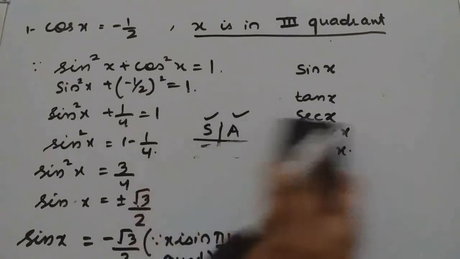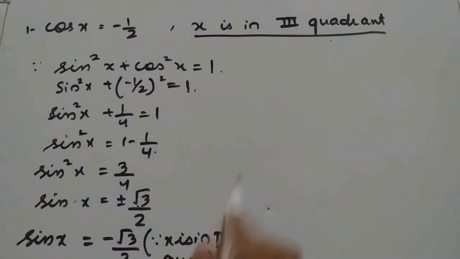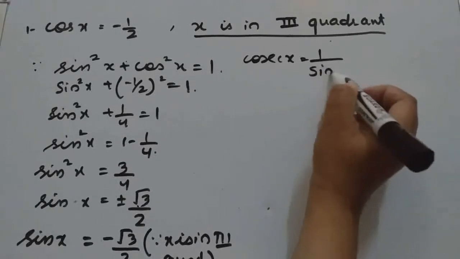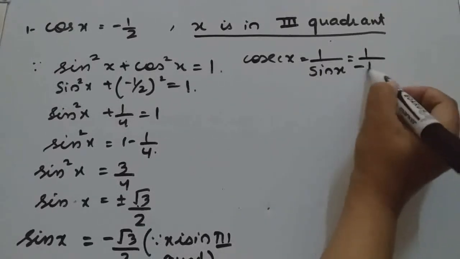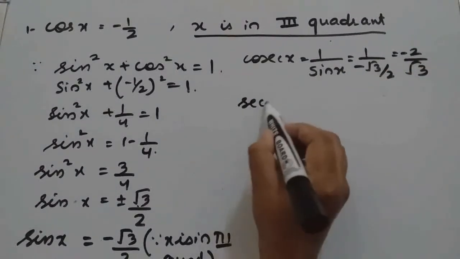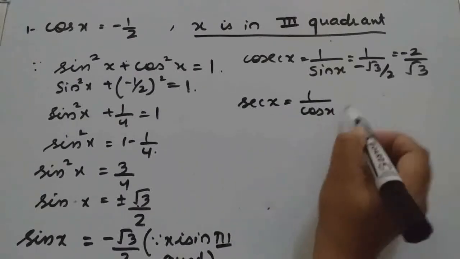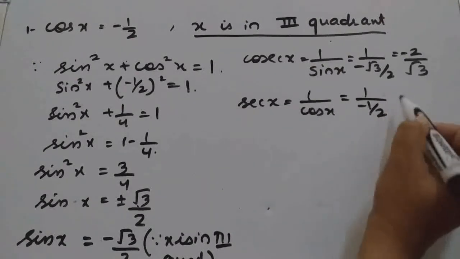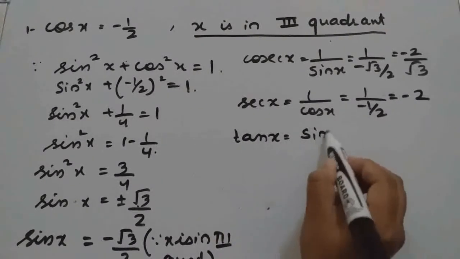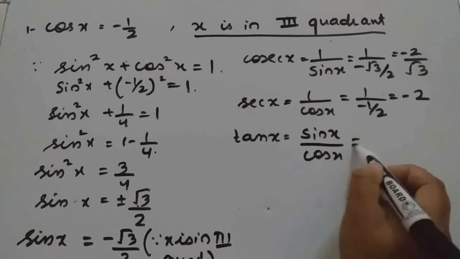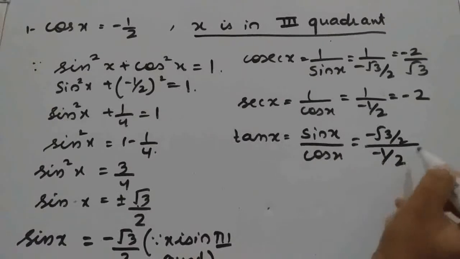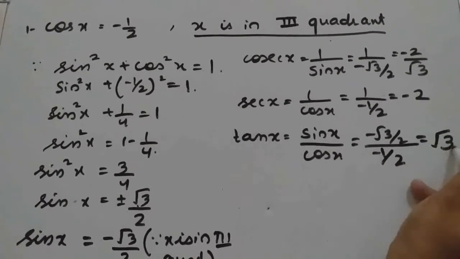Okay, now after getting these two values, we can easily find the rest, isn't it? Cosec x will be 1 by sin x, so 1 by minus root 3 by 2, that is minus 2 by root 3. Sec x means 1 by cos x, that is 1 by minus 1 by 2, so the answer is minus 2. Tan x is sin by cos, that is minus root 3 by 2 divided by minus 1 by 2, so the answer will be positive root 3.